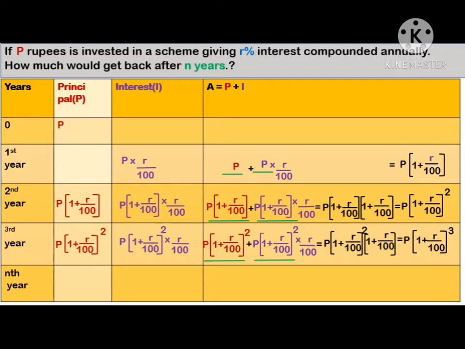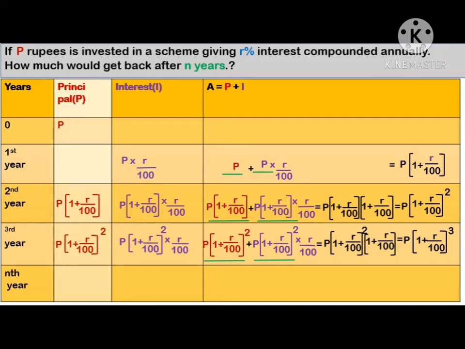And notice, when we are calculating the total amount at the end of third year, we get P into 1 plus R by 100 all raised to 3. Here 3 is the power. If it continues like this, then how can we calculate the total amount at the end of fourth year? Yes, P into 1 plus R by 100 all raised to 4.